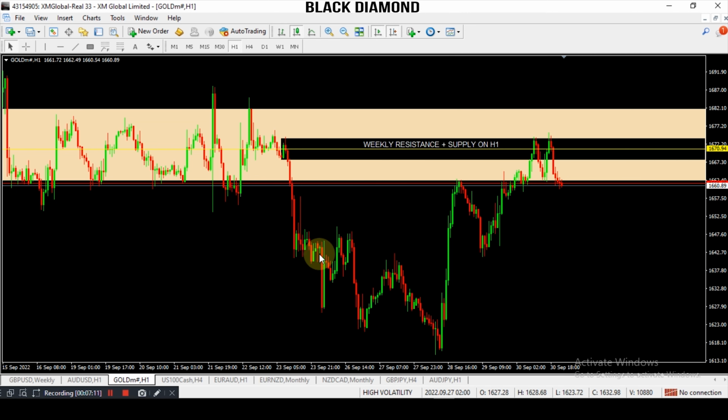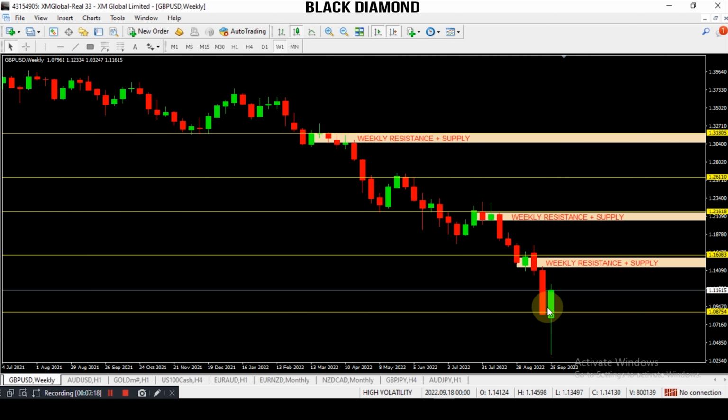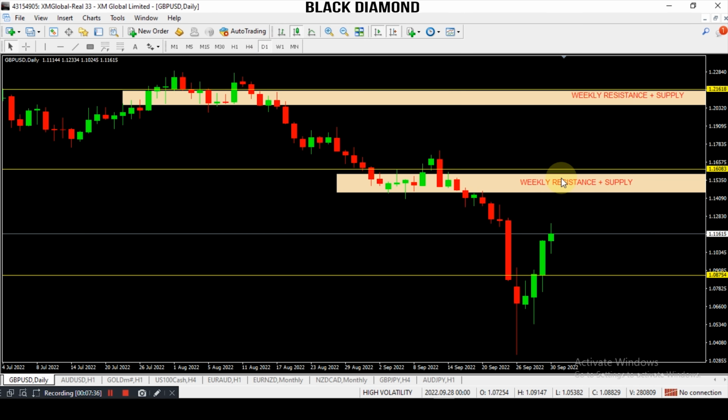And then moving on to our last pair for the week, which is pound USD, we can see we're currently at this level right here. We've got a weekly resistance level here plus supply, and another one over here, weekly resistance plus supply. If we go down to the daily first of all, we can see our levels are still evident right here, weekly resistance plus supply. We're coming to this level right here where we can expect to short this market.